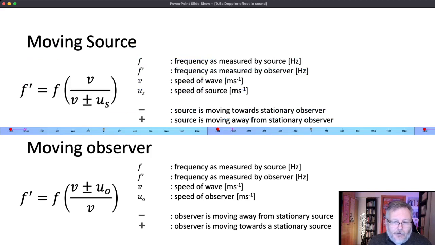So those are the two equations that we have to recall, and it really just is a question of identifying the situation, working out, hey, this is a Doppler effect situation, and then have you got a moving source or a moving observer? And is the source moving towards or away from the stationary observer, or in the case of a moving observer, is the moving observer moving towards or away from the stationary source, and therefore do you use a plus or minus? That can be a bit of a pain to remember, but that's what you've got to do.